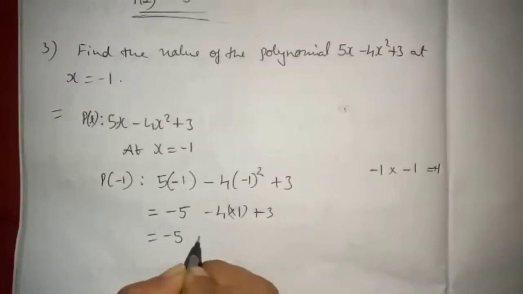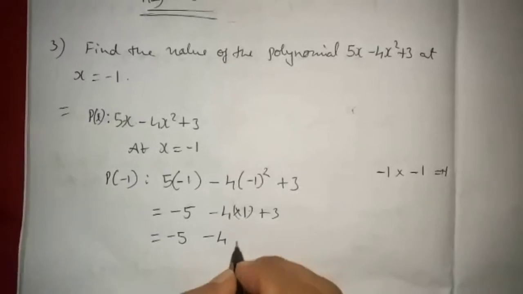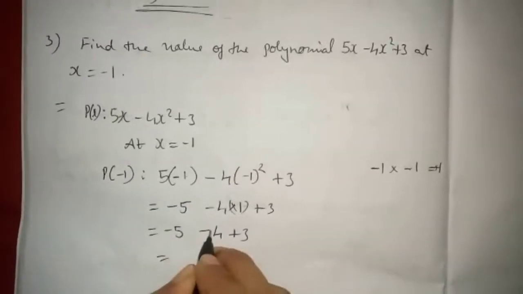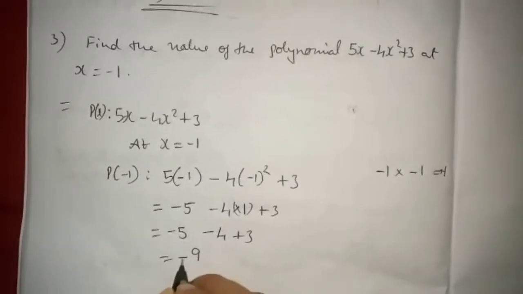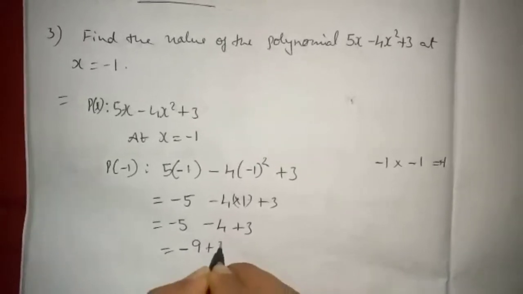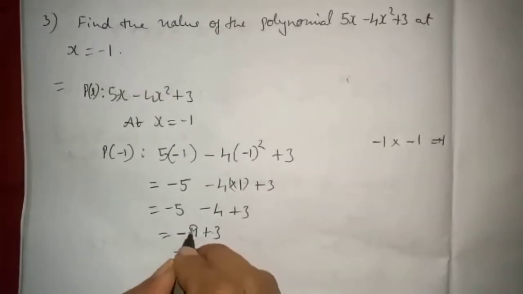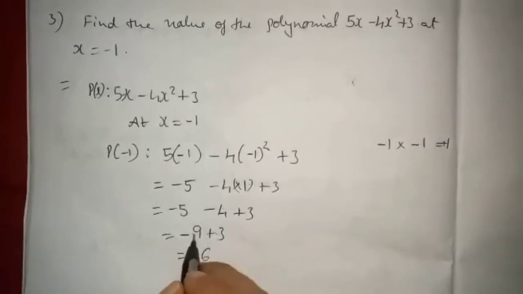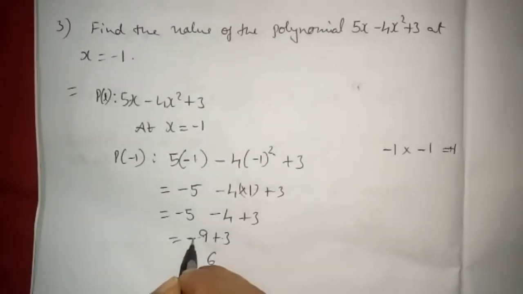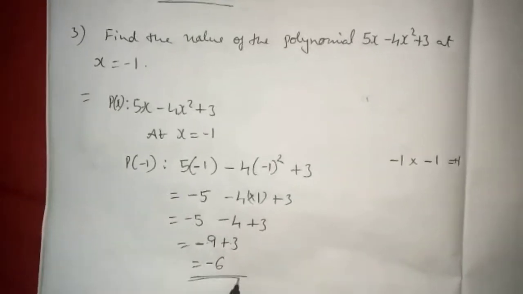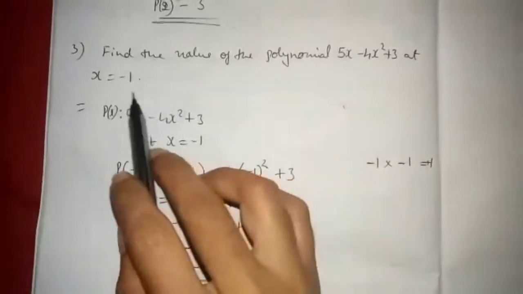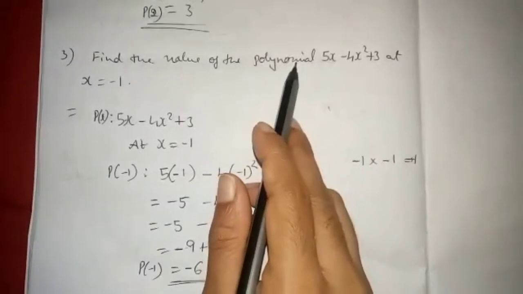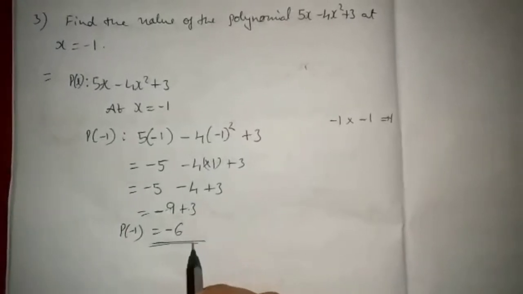Okay. Minus 5. Minus 4 ones are 4. Minus 4 plus 3. Now same sign you have to add. Same sign means you have to add the numbers. 5 plus 4 is 9 and write the bigger number's sign, minus 9 plus 3. Now different sign means you have to subtract the numbers. 9 minus 3 is 6 and write the bigger number's sign. So the bigger number is 9. 9's sign is minus. So the answer is minus. So p of minus 1 is minus 6, or we can say the value of the polynomial 5x minus 4x square plus 3 at x equals to minus 1 is minus 6.